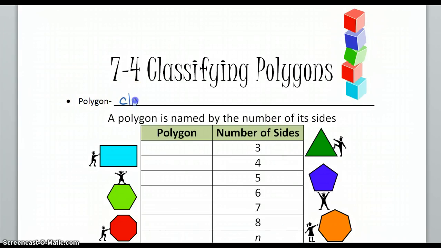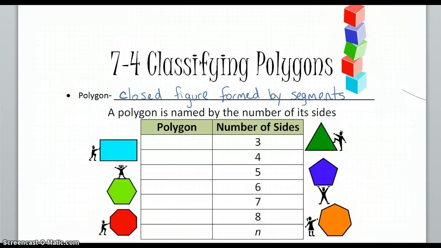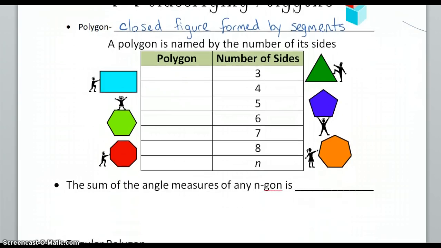A polygon is a closed figure formed by segments. And we've learned before that a segment is kind of like a line, but it is only a little piece of a line. So it's a closed figure that is formed by segments. And you've got a lot of different types. You can look down here, you can see here's a triangle or a pentagon or a rectangle. These are all examples of polygons. So let's go on down here and talk about how to name the polygons.